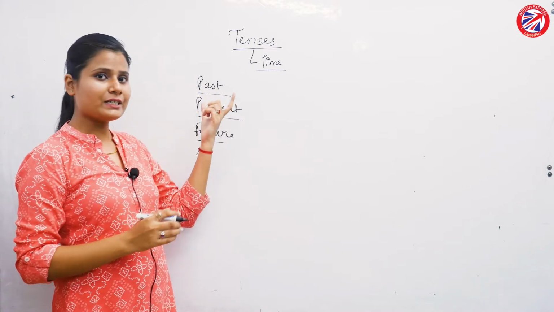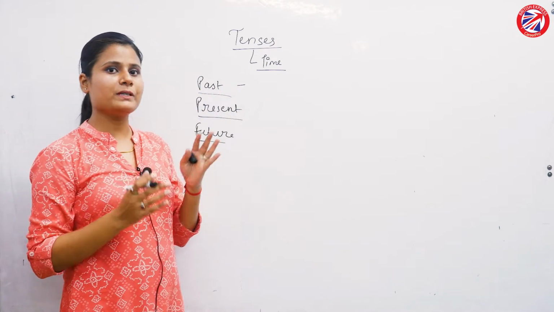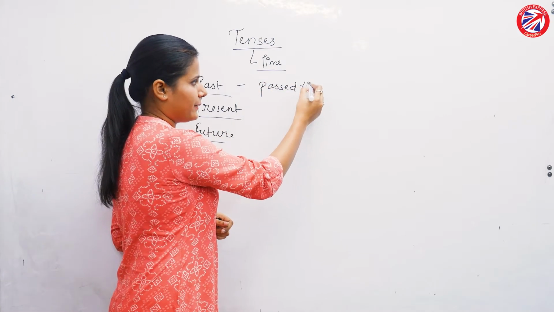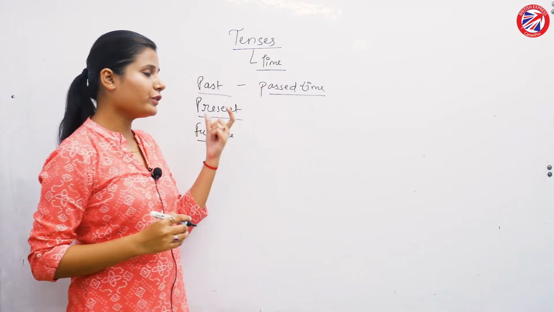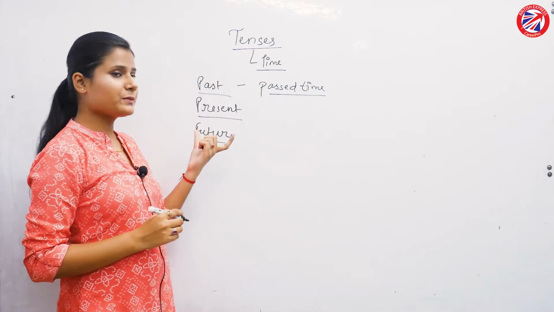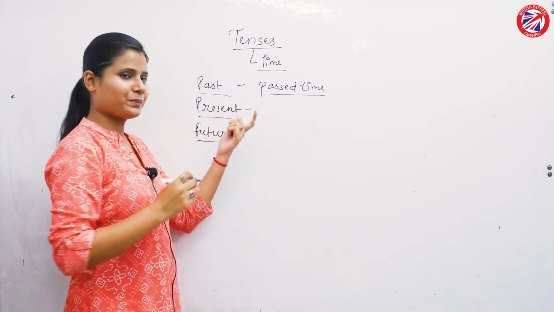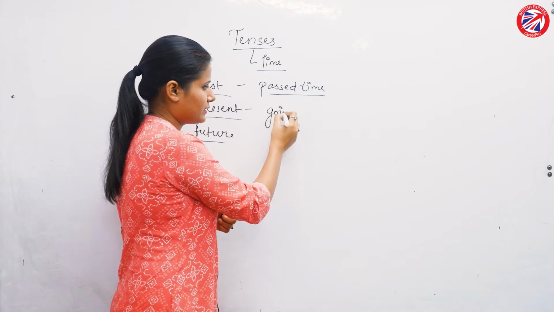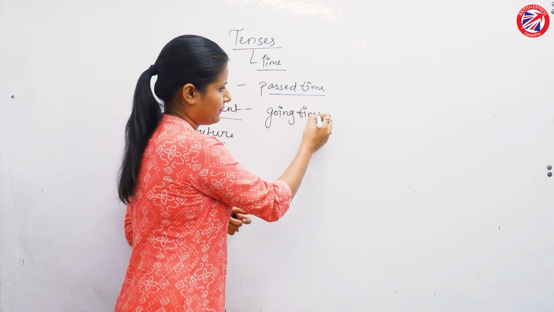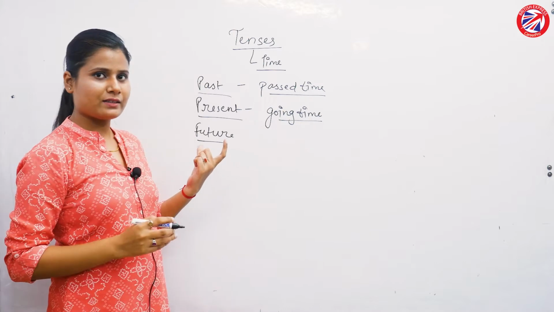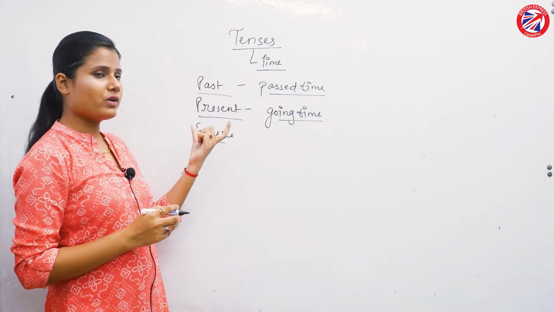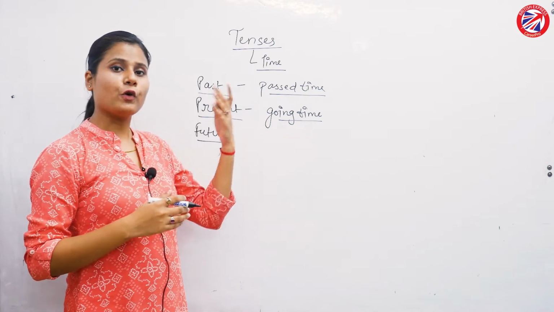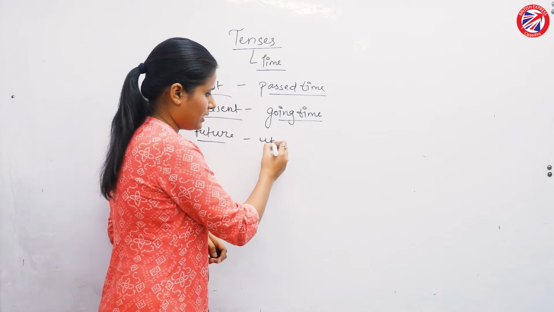First, past shows the time which has passed. So in short, we are going to write past time. Now we are going to talk about present. What does present show? Present shows the time which is going on, the present time, going on time. Okay, so last we have future. What does future show? It's obvious, it's showing the upcoming time, the forthcoming time. Upcoming time.